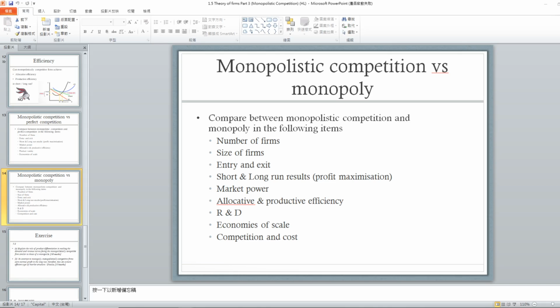So make sure you know how to argue when you have to compare the both of them. So R&D, that's cool. What about economies of scale?